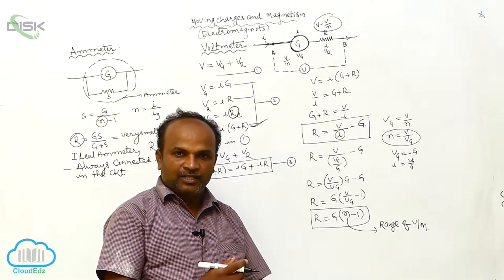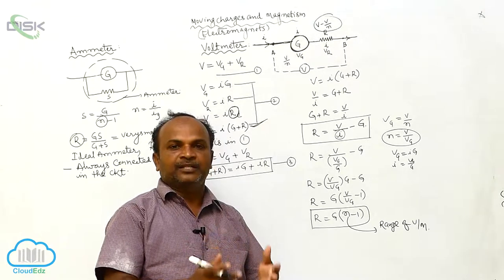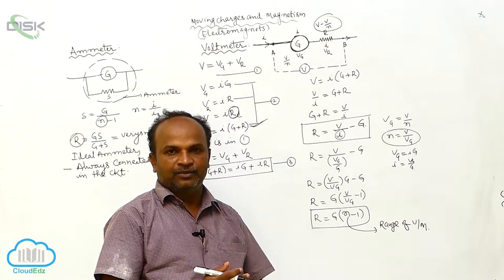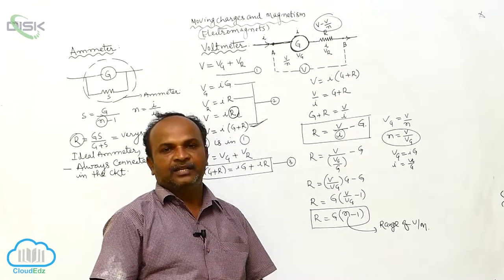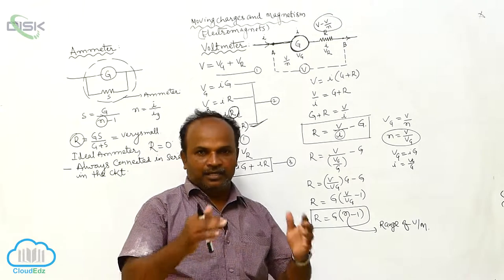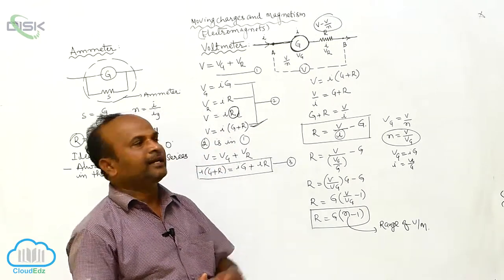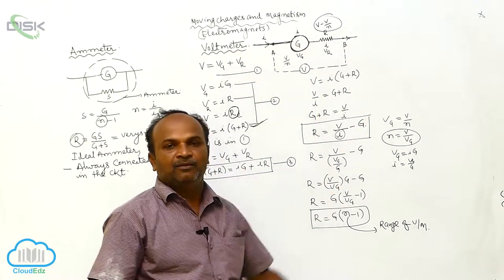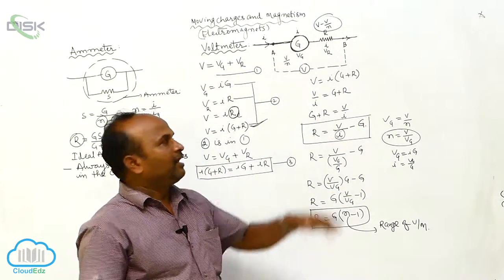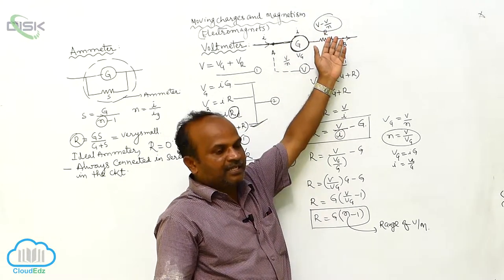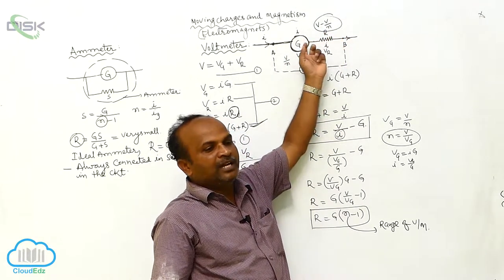Now, what is the voltmeter? A voltmeter is the device to measure the potential difference between any two points in the electric circuit. This voltmeter is also made from the galvanometer. A large resistance connected to the galvanometer, combined, is known as a voltmeter. G is the resistance, and capital R is the load resistance which is connected in series. Both are in series.